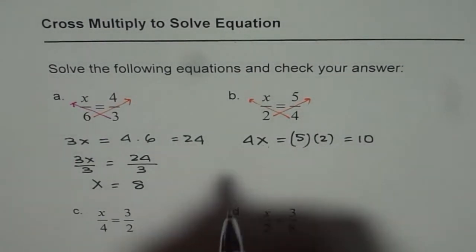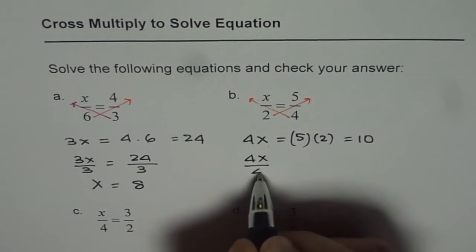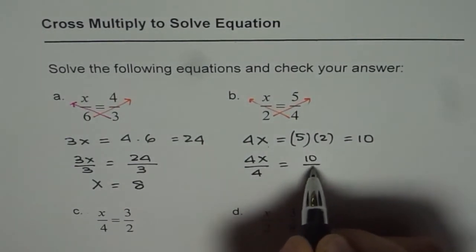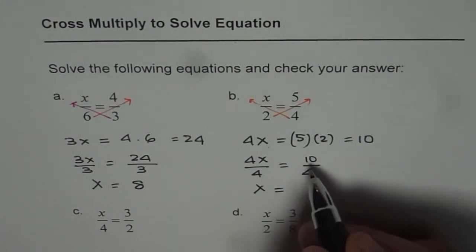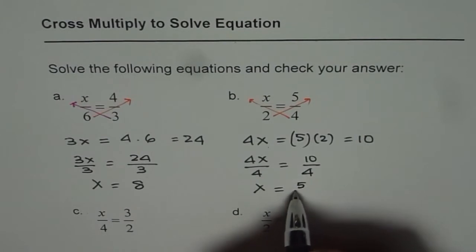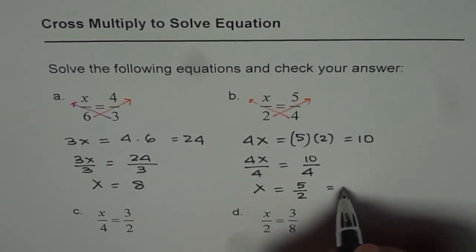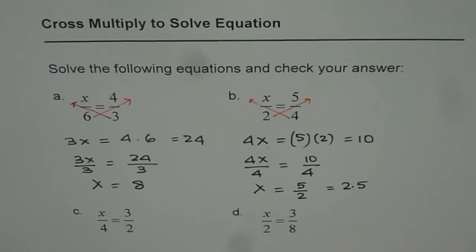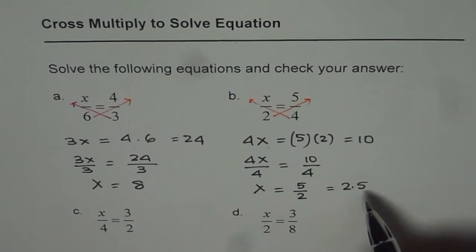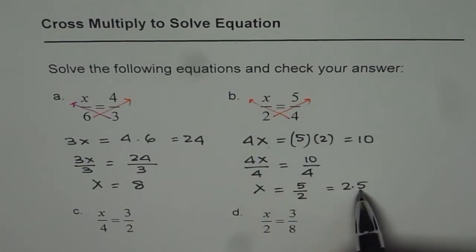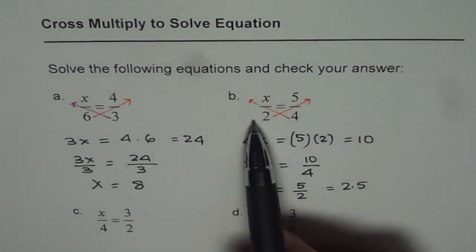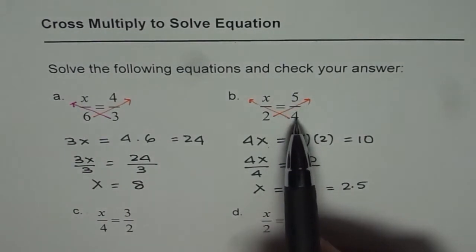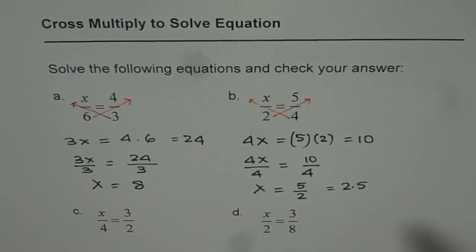Now to get the value of x, we should divide by 4 on both sides. So we get x equals 10 divided by 4. You could simplify this and write it as 5 divided by 2, or 2.5, right? So that is how you can do it. To check, as I said, you can place x equals 2.5, or 5 over 2, and check your answer. So if you write 5 over 2, 2 times 2 becomes 4, which is the exact answer, correct? Like this you can solve them.